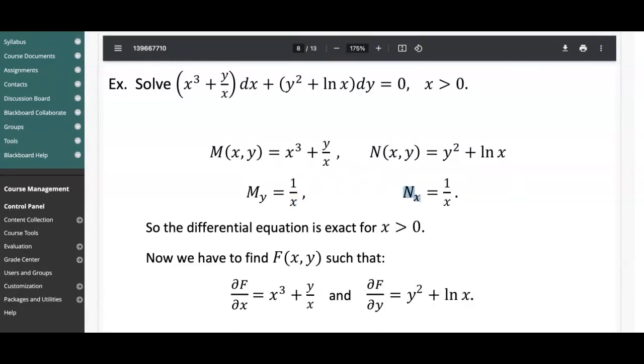We're taking the derivative partial N partial x, right? Then y squared, we're treating as constant, so the derivative becomes 0. Then the derivative of ln x in terms of x is 1 over x. Bingo, right? Mixed partials equal to each other. That's a guarantee. So if this is true, the guarantee comes. The potential function, capital letter F of x, y, can be found. If the mixed partials are equal to each other, the potential function can be found.